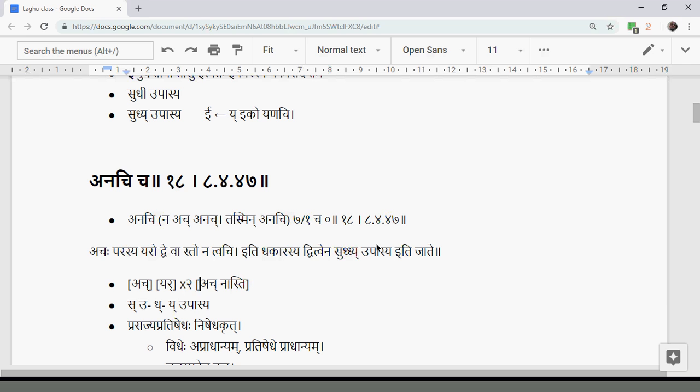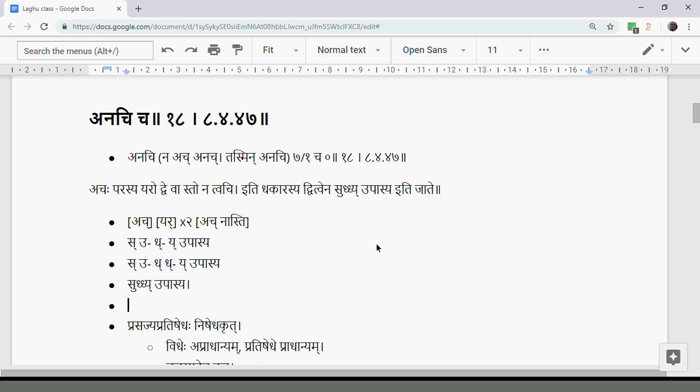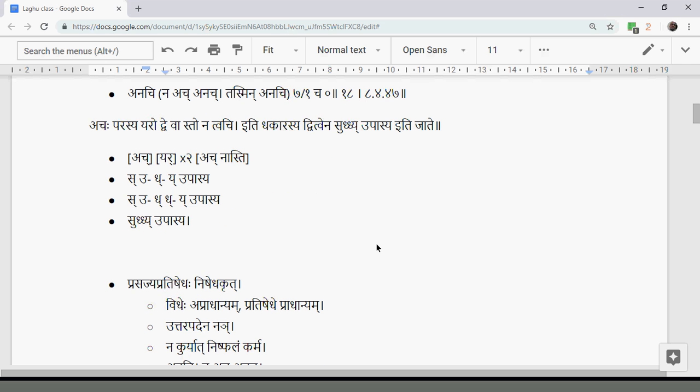What about ach? Ach nasti, anachi. When anach follows, anach is what? Yakara is anach. Yakara is not an ach, therefore anach follows. That is also the third condition which is satisfied, and thereby what should happen optionally is that yar should duplicate, and yar is dha. So this dhakara duplicates, and you get dhadha. So sud, what will happen? You will get suddhya, suddhyupasya. This is what you will get by this anachicha sutra. This is our siddhi here of suddhyupasya from anachicha.